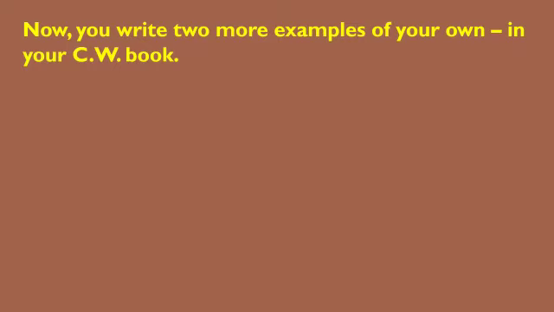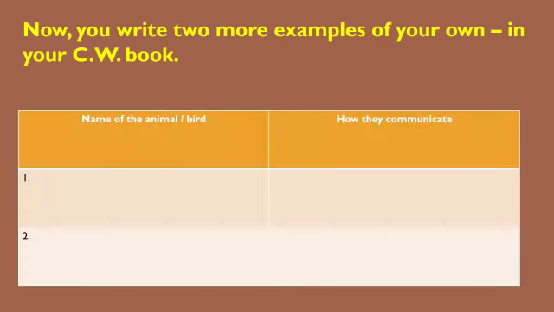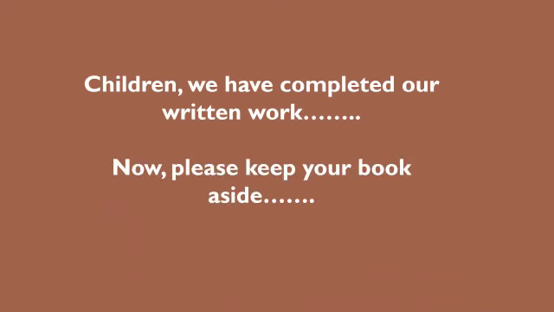Now you write two more examples of your own in your CW book. Name of the animal or bird, how they communicate. Children, we have completed our written work. Now please keep your book aside for story time.